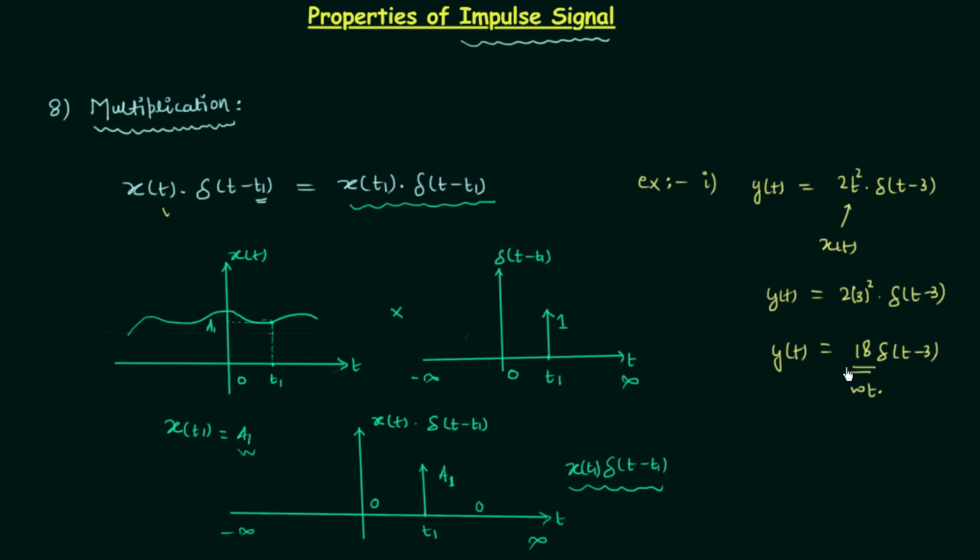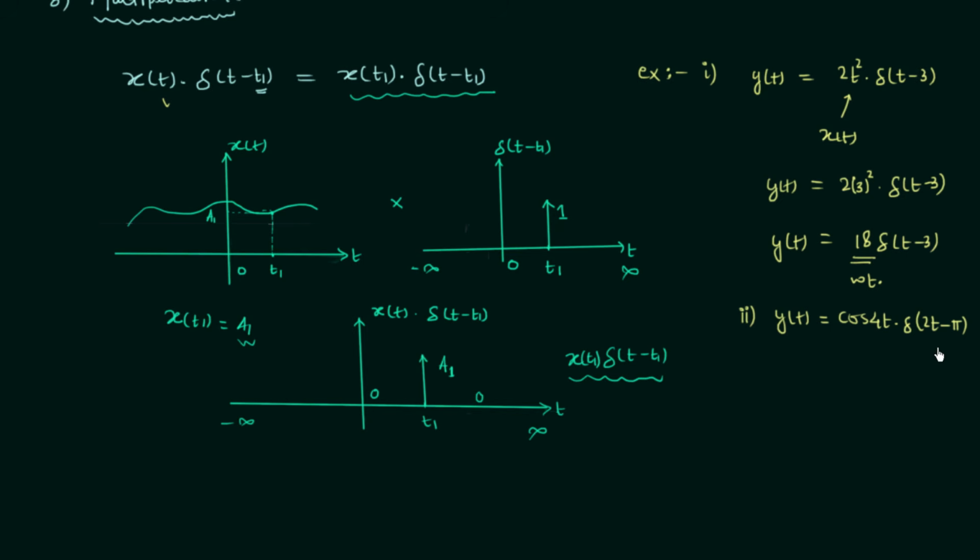So this is all you need to do in the first problem. Now let's move to the second problem. In this signal, y(t) is equal to cos 4t multiplied by delta(2t minus pi). This question is a little bit tricky as compared to the first question, but it is easy if you know all the properties.